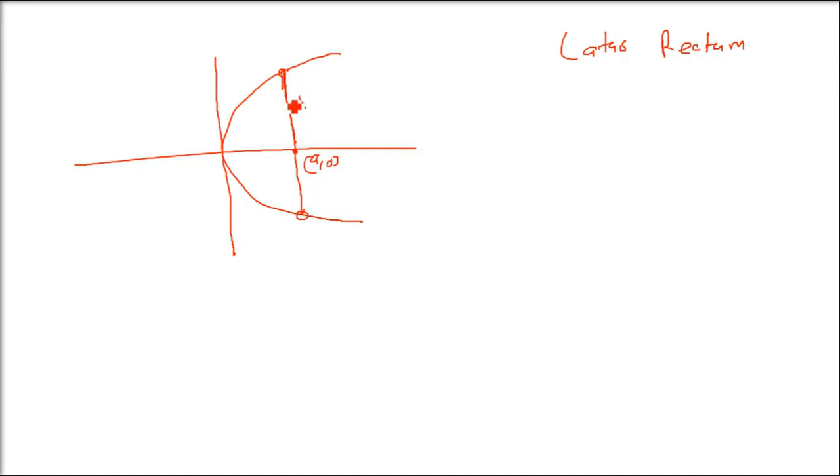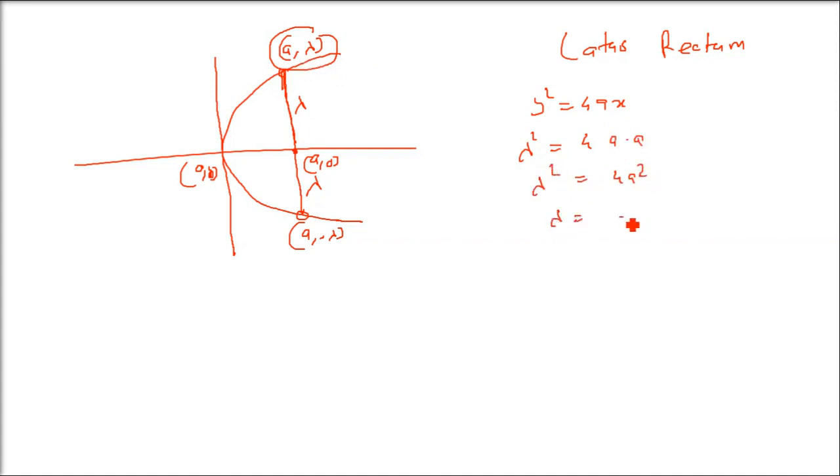So how do we get the length? Let us say that the length is lambda right now. This is 0, 0, which is the vertex. So the x coordinate is a and the y coordinate will be lambda, and the other point will be a, minus lambda. So this point a, lambda is lying on this parabola. So y square is 4ax, we have already done this. Because a and lambda satisfy it, in place of y put lambda, in place of x put a. So lambda square will be equal to 4a square. Lambda will be equal to root 4a square, so it will be 2a. Lambda will be equal to 2a.